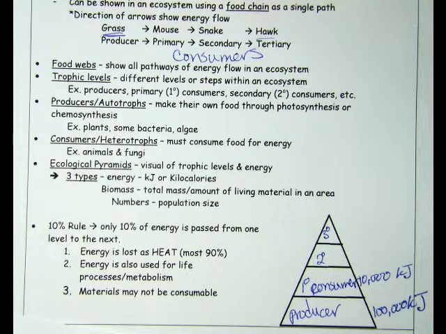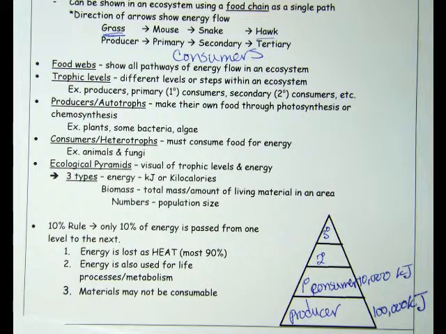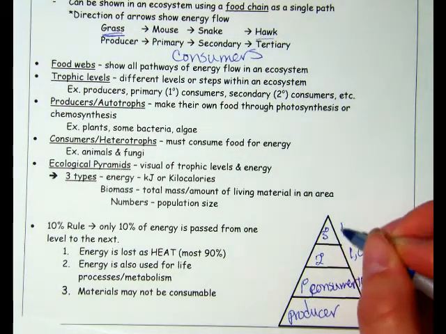The 10% rule does not apply to, say, the numbers or the population size. You always want to make sure you have the units. So how much energy is going to be around for the secondary consumers? 1,000 kilojoules. And then for the tertiary, 100.